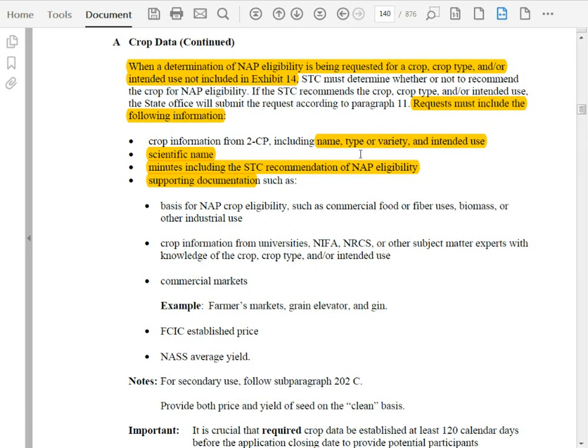Additionally, the state committee will need to submit whatever the scientific name is of that crop. They need to send minutes from the meeting when they discussed the crop and made the recommendation for adding it. And then lastly, they need to supply the supporting documentation that they reviewed when making their determination. Supporting documents could include information about commercial markets currently available for that crop, if there's any NASS data available for the crop or yield data from other sources, pricing information, things like that.